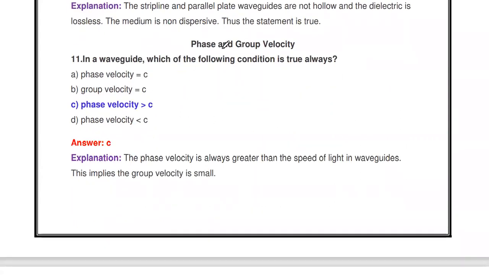Then the next question, so we will discuss phase and group velocity. So in a waveguide, which of the following conditions is always true? Phase velocity is always equal to the speed of light. Group velocity is equal to c. Phase velocity greater than c. Phase velocity less than c. Phase velocity is always greater than c. Okay, the phase velocity of the wave is always greater than the speed of light in a waveguide.